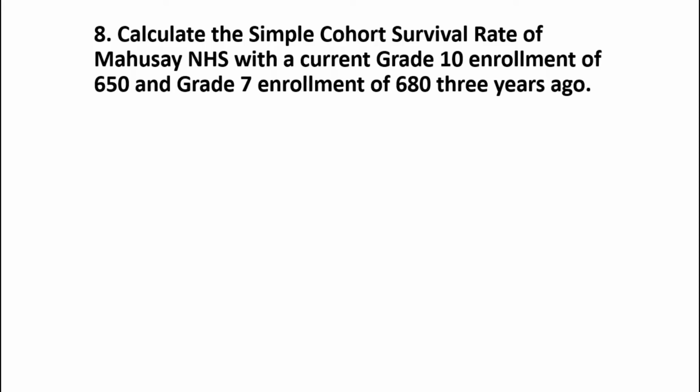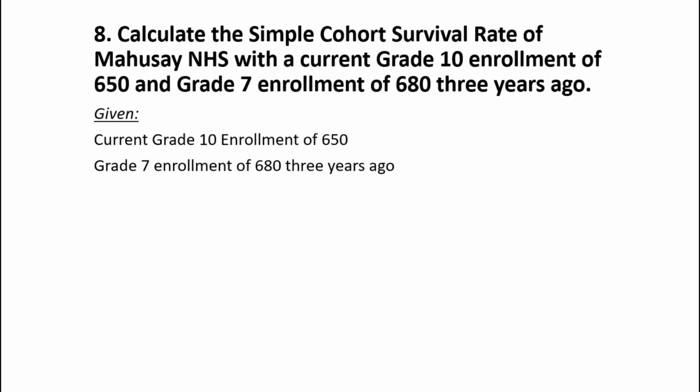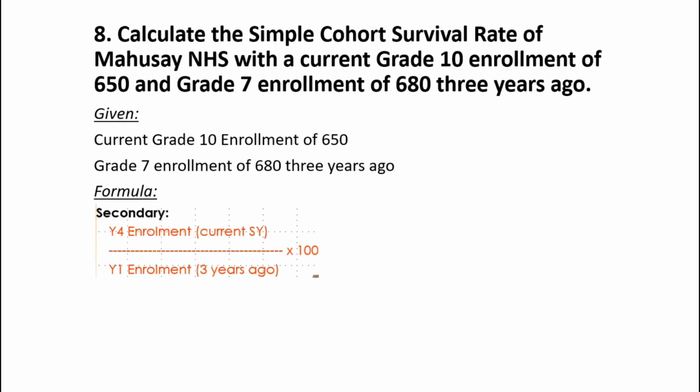Time is up. So the given is the current grade 10 enrollment of 650 and grade 7 enrollment of 680 3 years ago. So may difference na nasa 30. So we will be considering secondary. So year 4 enrollment for the current school year all over year 1 enrollment 3 years ago. And so the answer is 95.59%. That's the answer for question number 8. So you simply divide and multiply that by 100.